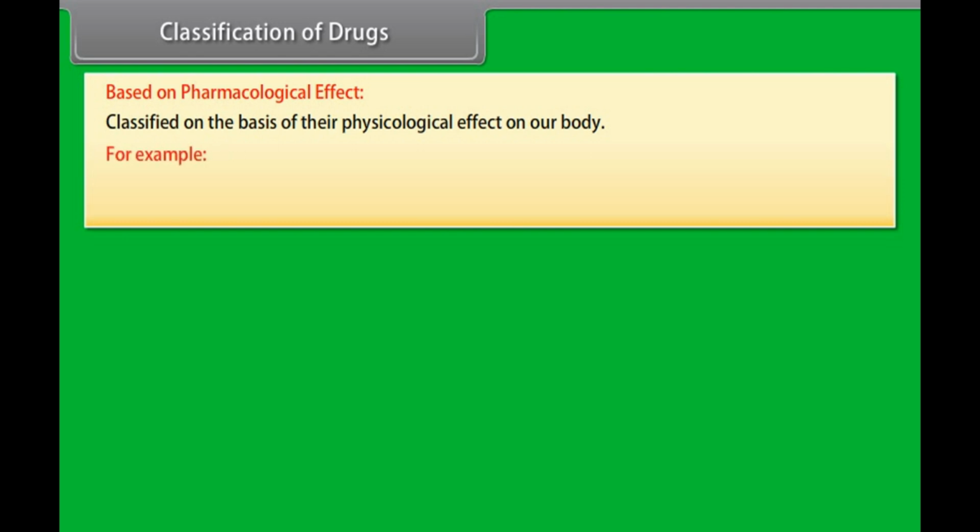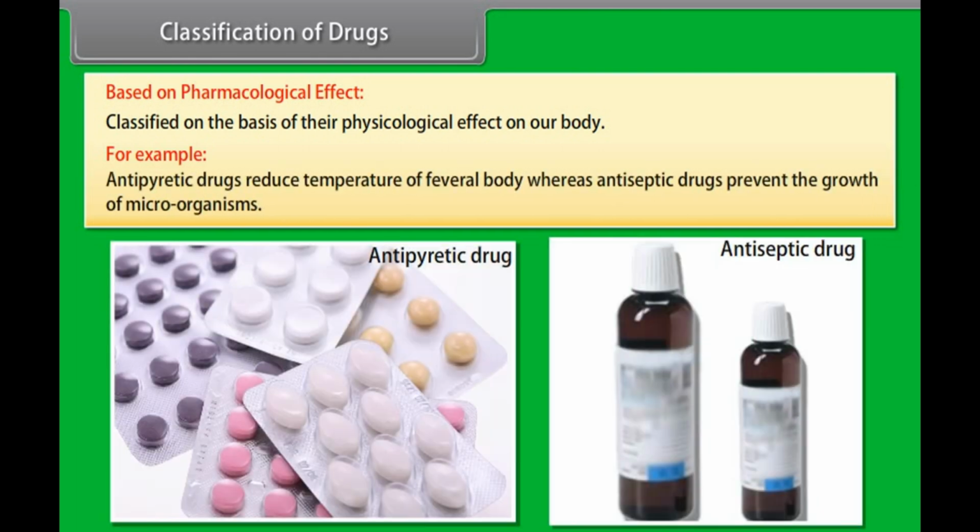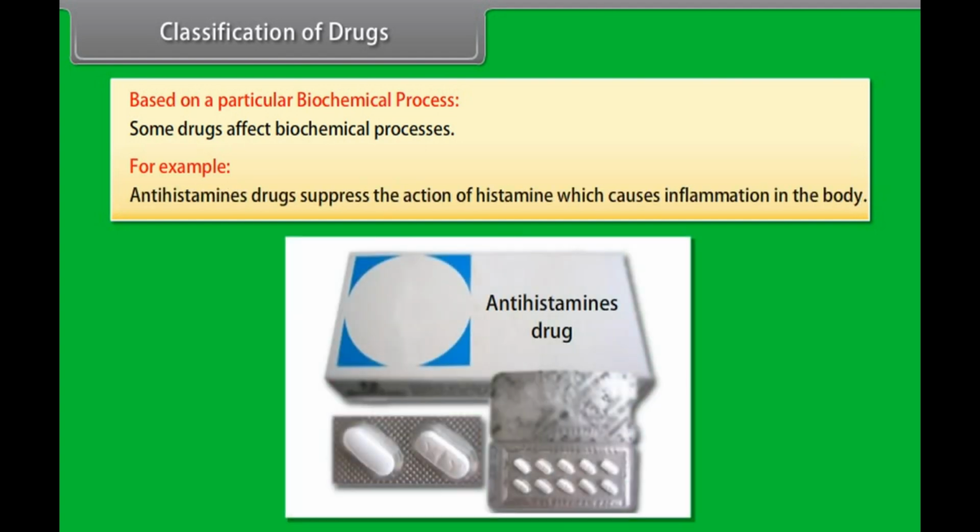Based on pharmacological effect. Drugs are classified on the basis of their physiological effect on our body. For example, antipyretic drugs reduce temperature of febrile body, whereas antiseptic drugs prevent the growth of microorganisms. Based on a particular biochemical process. Some drugs affect biochemical processes. For example, antihistamine drugs suppress the action of histamine, which causes inflammation in the body.